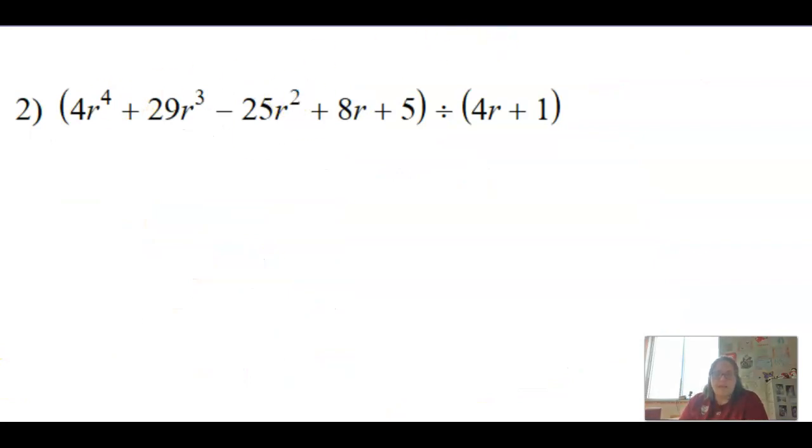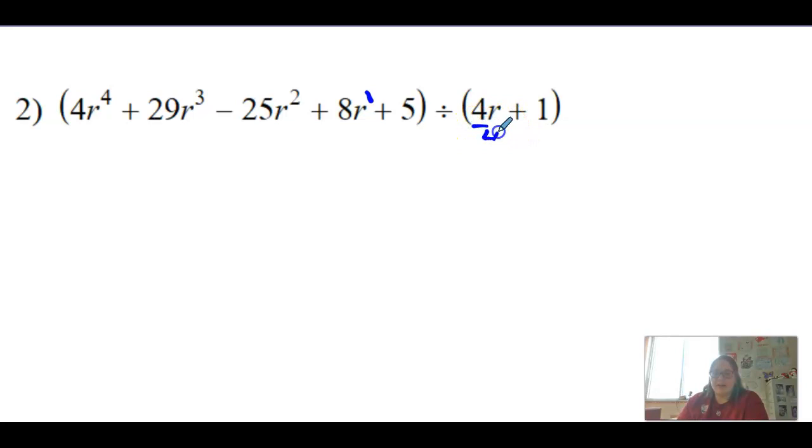All right, here we've got one with a little bit higher degree. Okay, we have 4r to the fourth plus 29r cubed minus 24r squared plus 8r plus 5. So notice our exponents go 4, 3, 2, 1, 0. So we aren't missing any terms. All right, but we do have a 4 in front of the r. And I'm actually just going to use x instead of r, just because I prefer the way x looks.